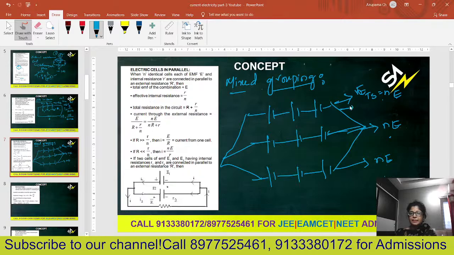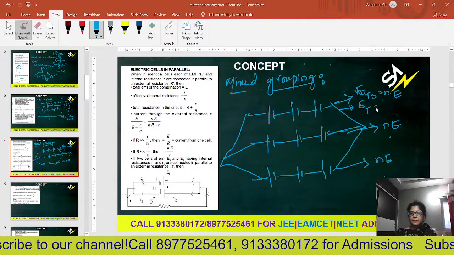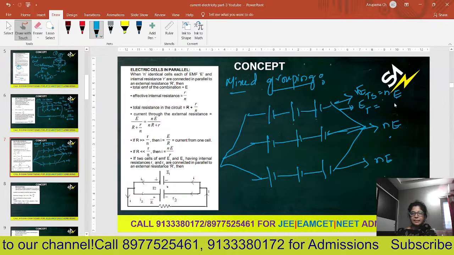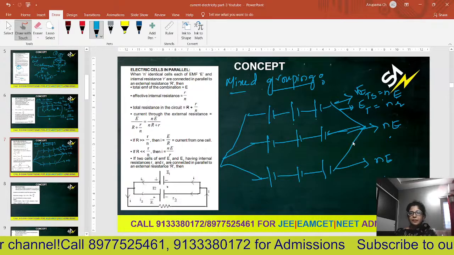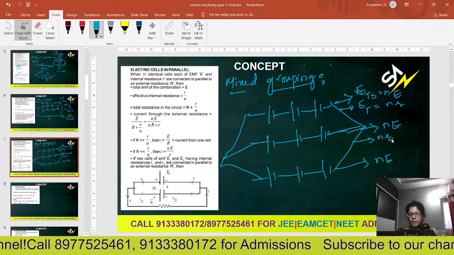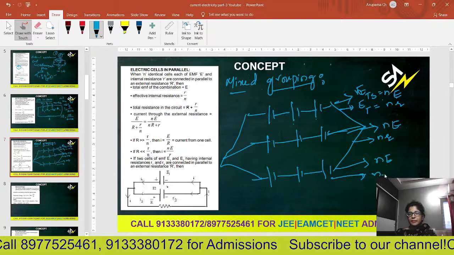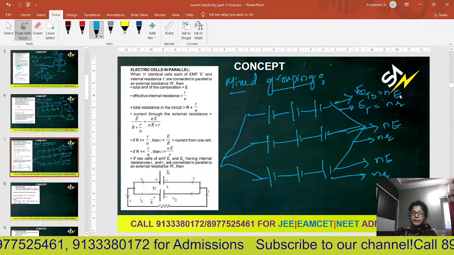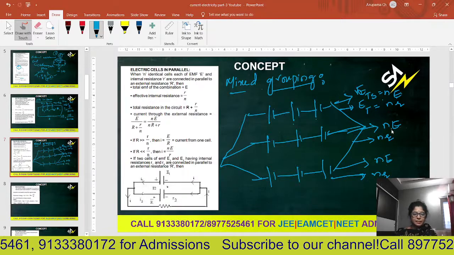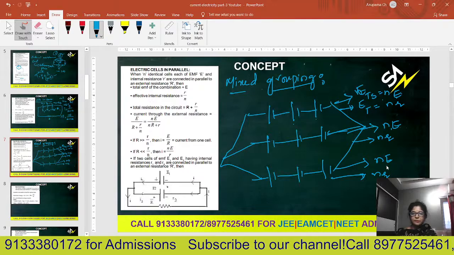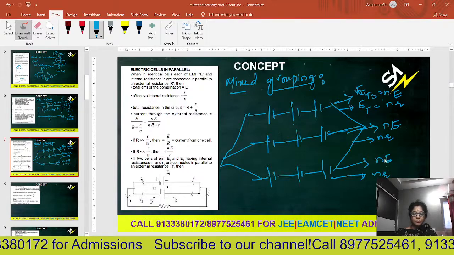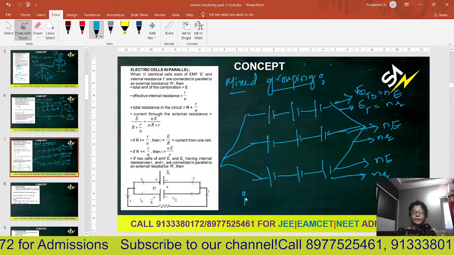Total internal resistance among these batteries will be R plus R. Here also it is N into R. Here also it is N into R, right? N into E is parallel to another N into E is parallel to another N into E. N into R also parallel to this. Now we will put in the formula.